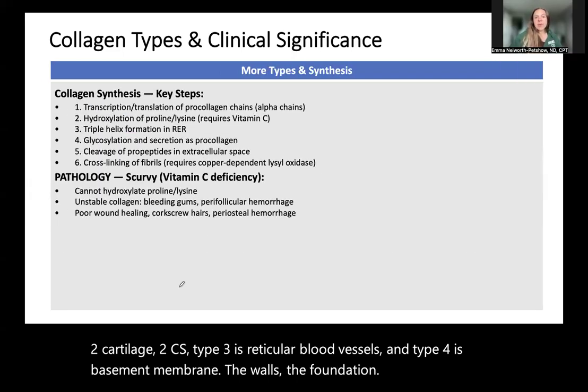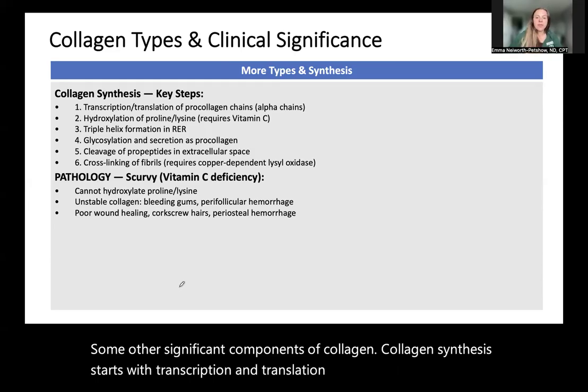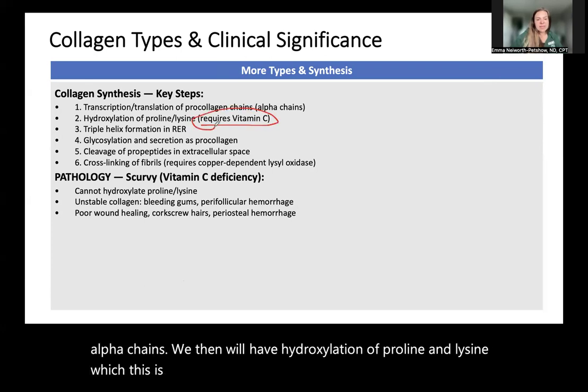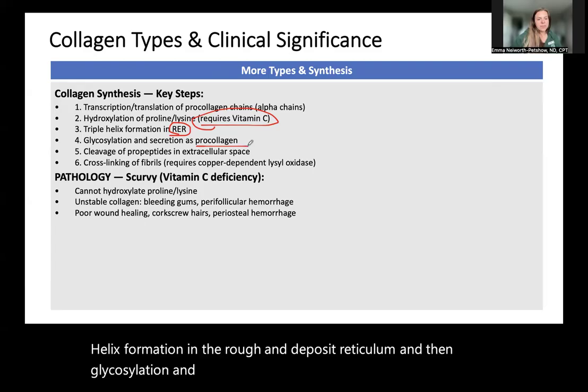Some other significant components of collagen. Collagen synthesis starts with transcription and translation of pro-collagen chains, which are alpha chains. We then will have hydroxylation of proline and lysine, which is a step that requires vitamin C. There then is the triple helix formation in the rough endoplasmic reticulum, and then glycosylation and secretion as procollagen.